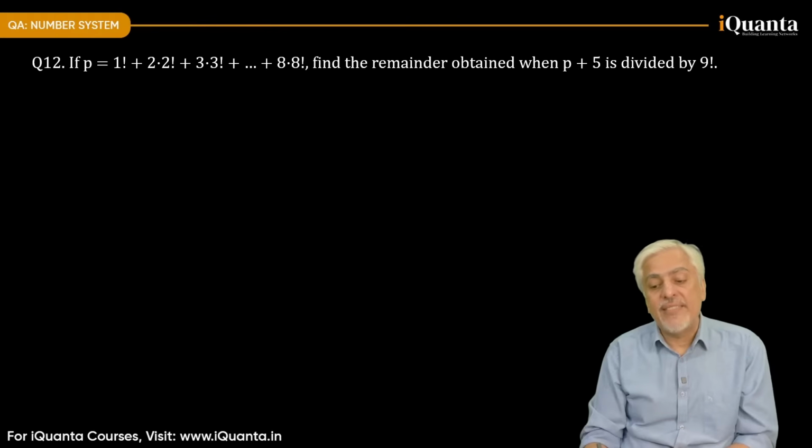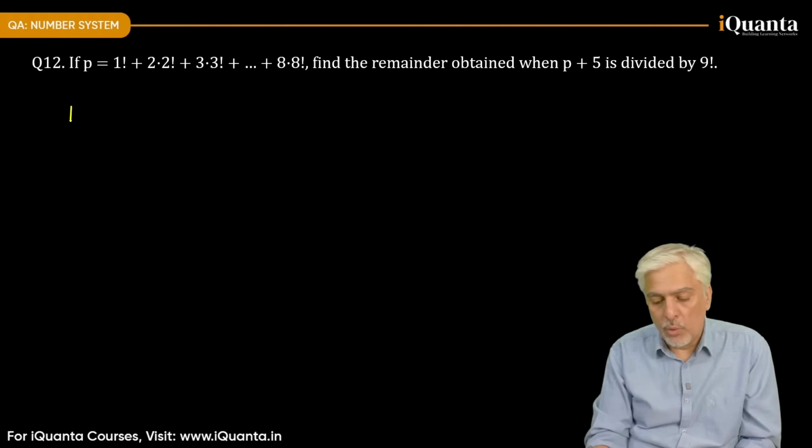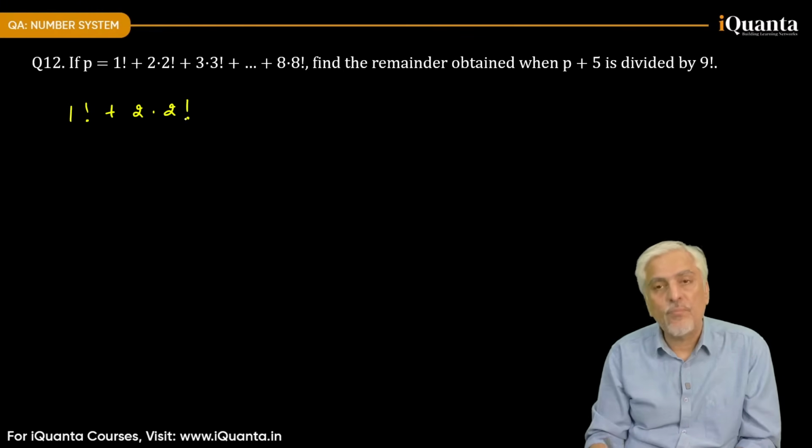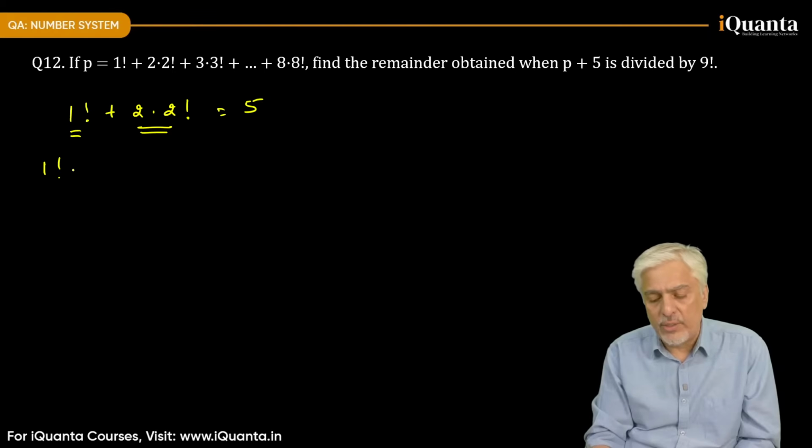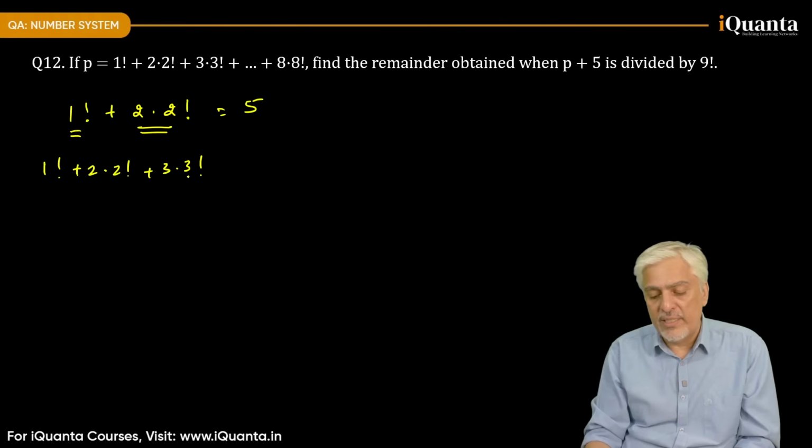Let's try and solve a pattern. What is 1 factorial plus 2 into 2 factorial? This is 4. 4 plus 1 is 5. ऐसे रख रहा हूं, देखते क्या होता है. What is 1 factorial plus 2 into 2 factorial plus 3 into 3 factorial? This much is 6, 3 6s are 18. So total will become 23.